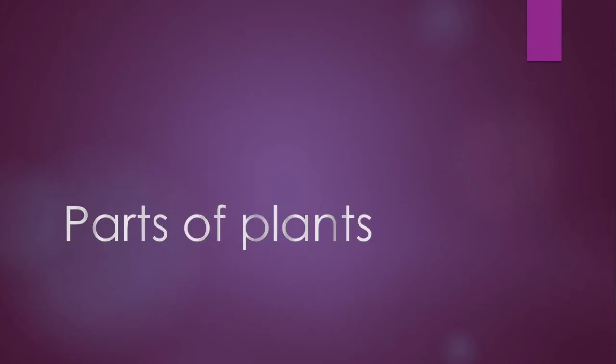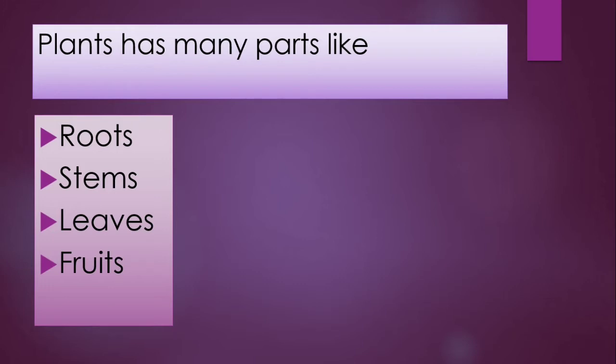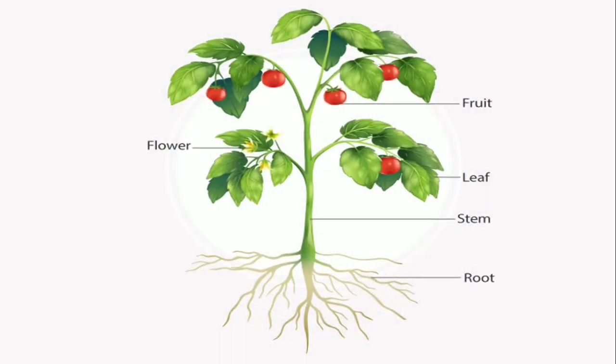Parts of plants. Plants have many parts like roots, stems, leaves, fruits and flowers. These are different parts of a plant. Let's observe all these parts in a picture. This part is called fruit, the yellow colored part of this plant is called flower, this green colored part is called leaf, this is known as stem, and this is called root. Like this, the different parts are present in a plant.